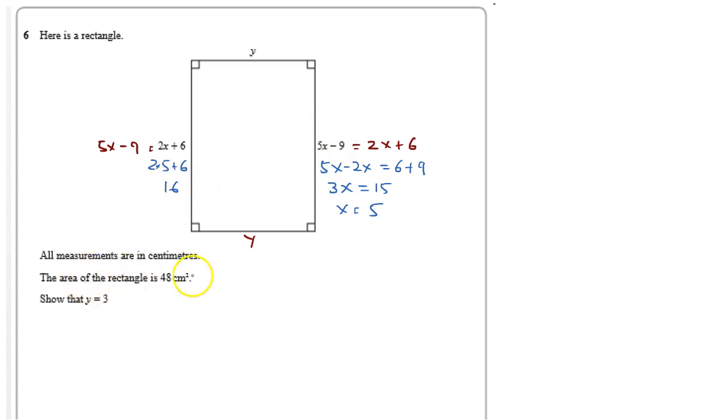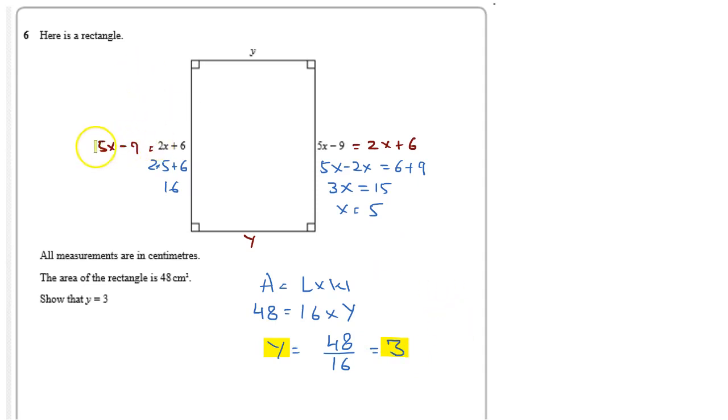Now it's saying the area of a rectangle. So area is length multiply width. So area is 48 is equal to length. You can take this as a length, 16, multiply the width is given as y. So y is equal to 48 over 16, so that is 3. So that is what is supposed to be, y is 3.